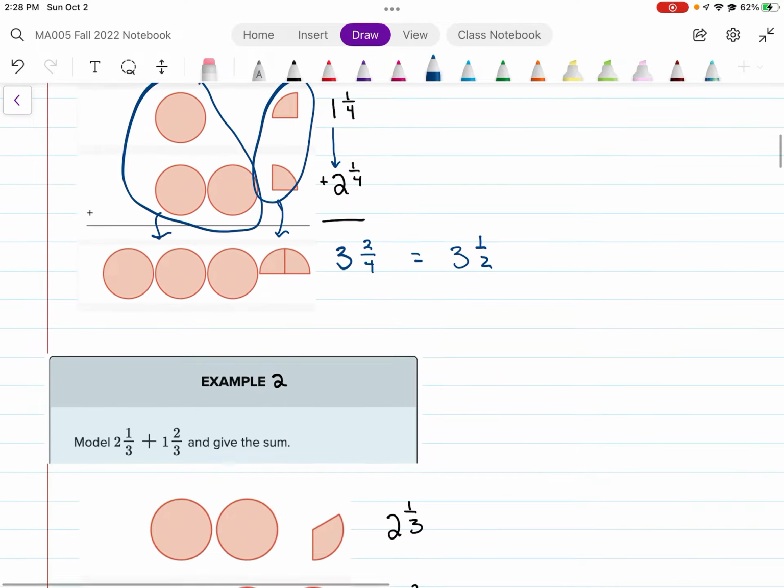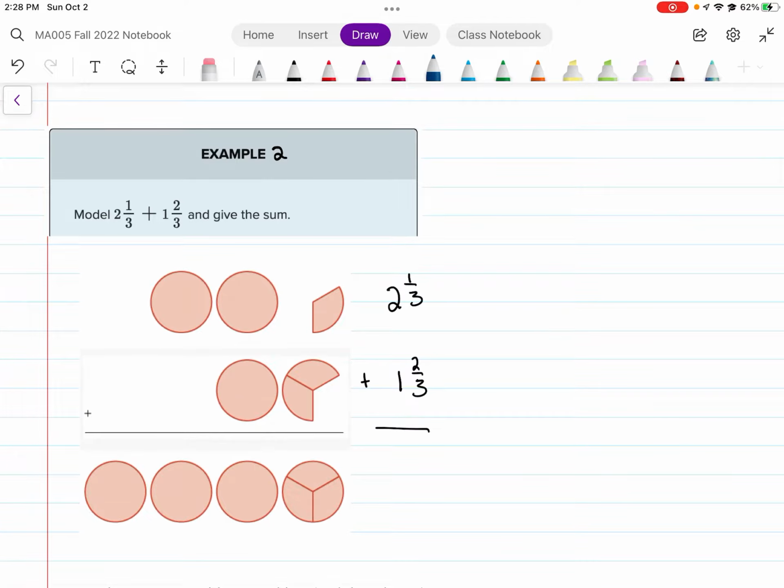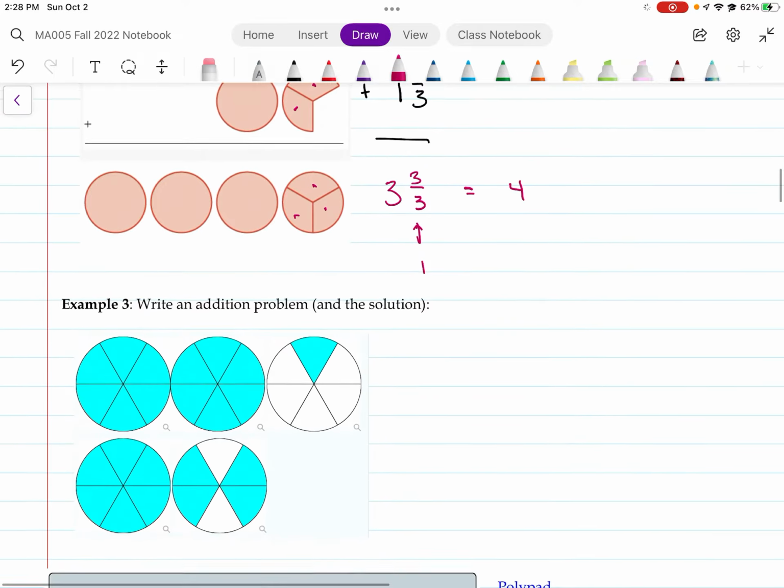All right, so now let's try another one. Model 2 1/3 and 1 2/3. So the top one is 2 1/3, the second one is 1 2/3. So the wholes come together to make these 3. And then the parts come together to make 1 and then 2. So there's 3 thirds, which is a whole. So what we get here, if you think about it, is 2 plus 1 is 3. And then 1/3 plus 2/3 is 3/3, which of course is 1. So 3 and 1 is 4. All right, next one.